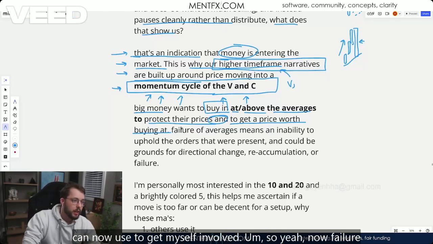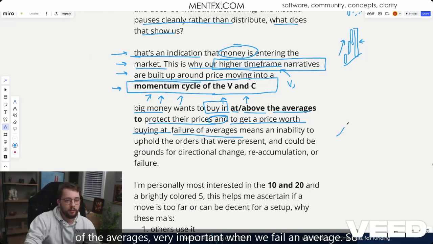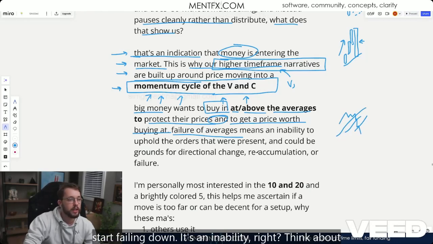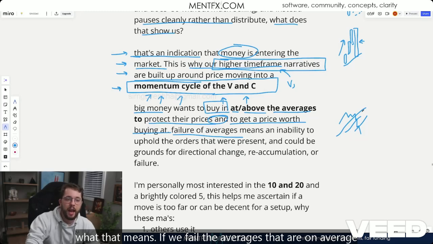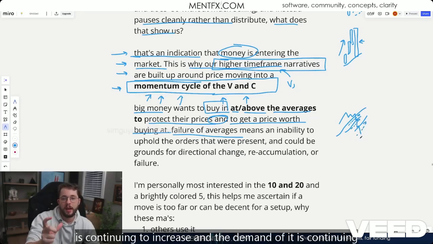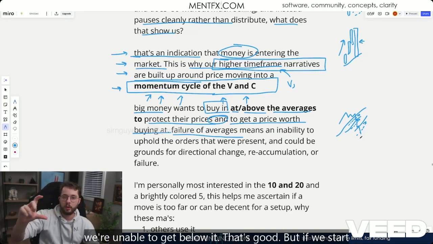So yeah. Now, failure of the averages, very important. When we fail an average, so if the averages are going up and then, maybe we don't get caught on the 5, the 10, or the 20, we kind of start failing down. It's an inability, right? Think about what that means. If we fail the averages that are on average moving upwards, which means that the average price of this is continuing to increase and the demand of it is continuing to increase and the slope of it continues to increase, and we're unable to get below it, that's good.